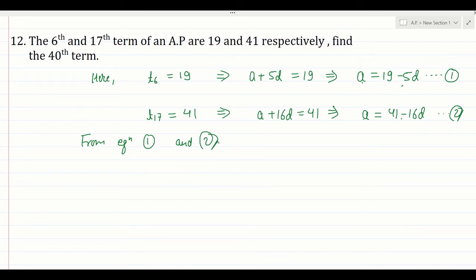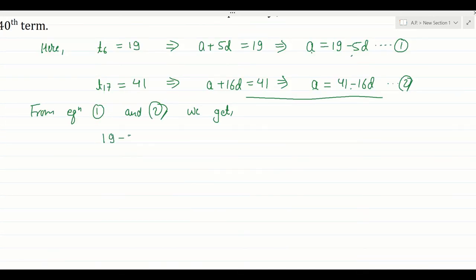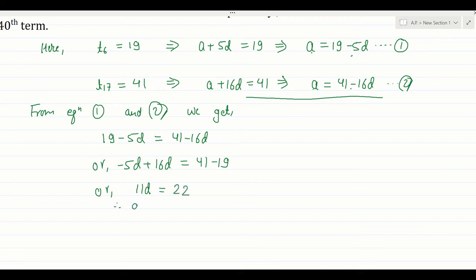So from equation 1 and 2 we get 19 minus 5D is equal to 41 minus 16D, or it is minus 5D plus 16D is equal to 41 minus 19, or it is 11D equal to how much? 22. Therefore D is equal to 2.